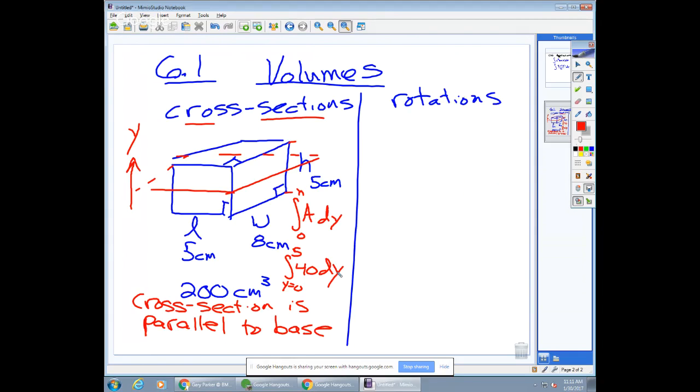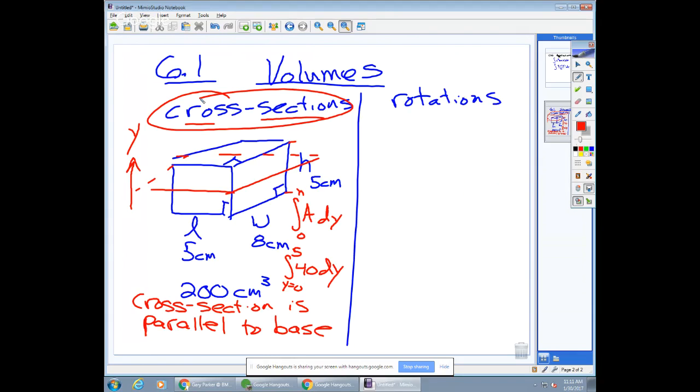200, which is the traditional volume formula we know, length times width times height of a box where you have all these right angles going on. So we can use integration with cross sections, and we can generate volumes of things. Okay. Sometimes that's easy to do, sometimes it's hard to do. It depends on the thing we're working with.